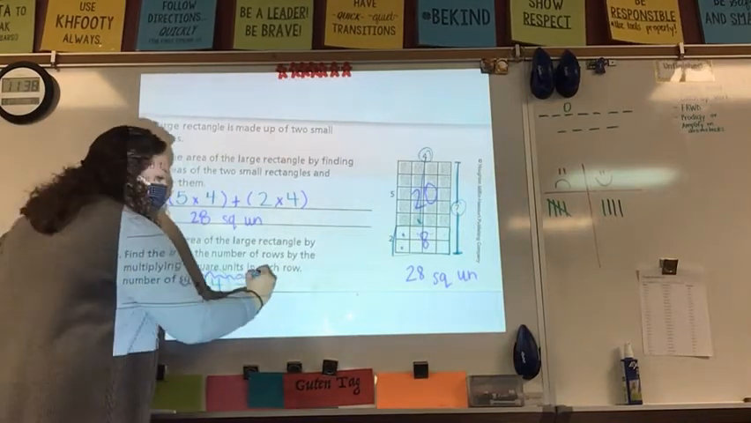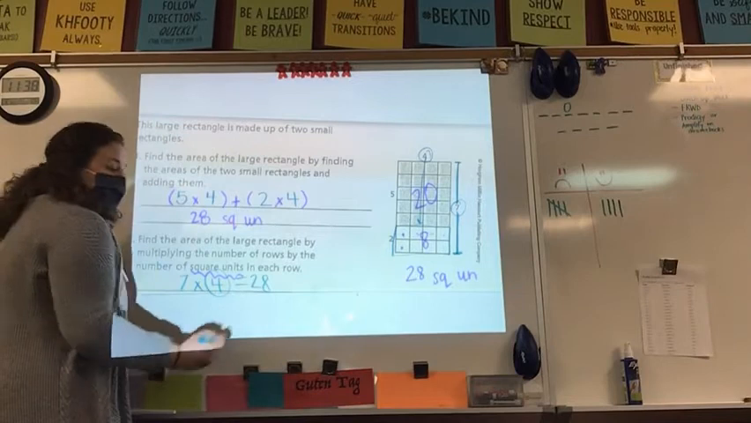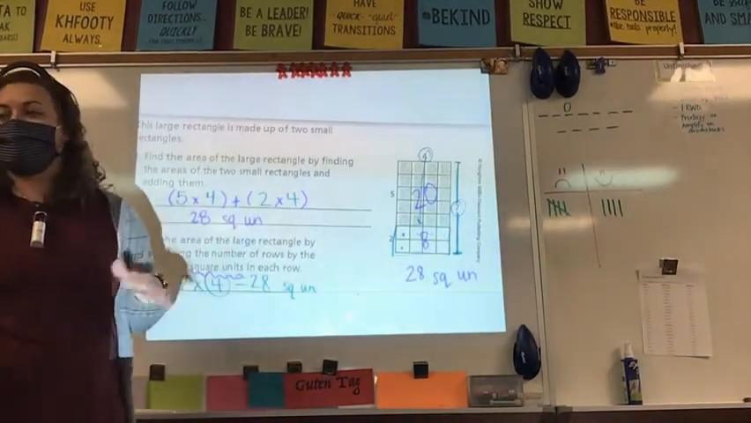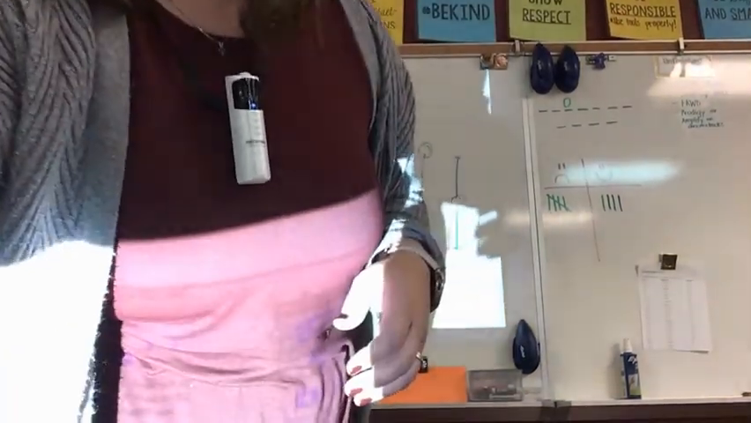7 groups of 4 is 28 square units. Alright, my friends, that was very good work. You may go ahead and erase.